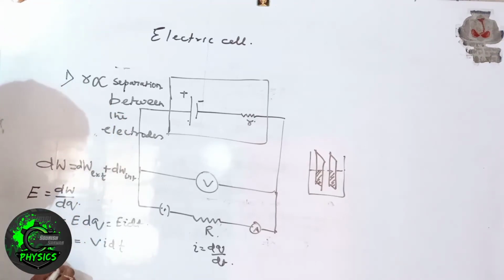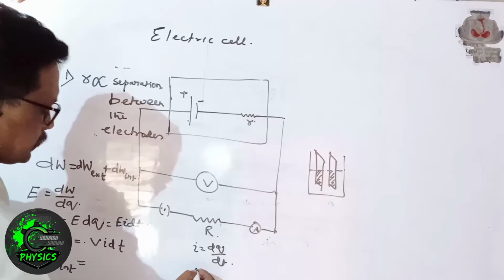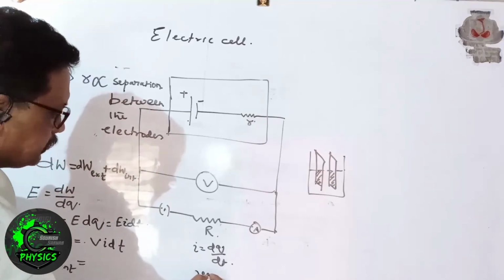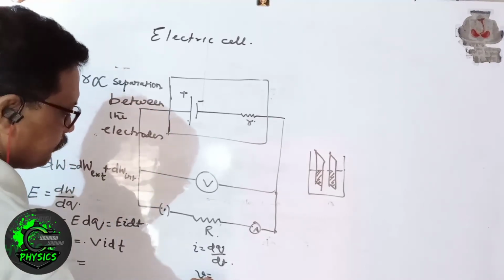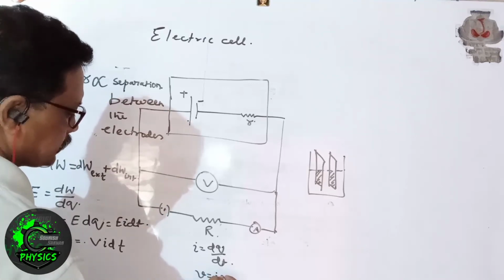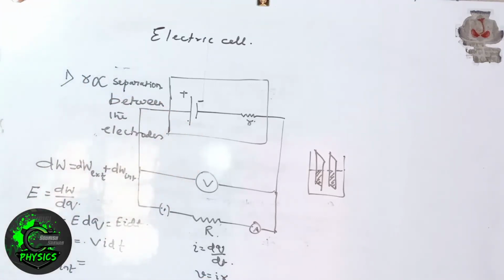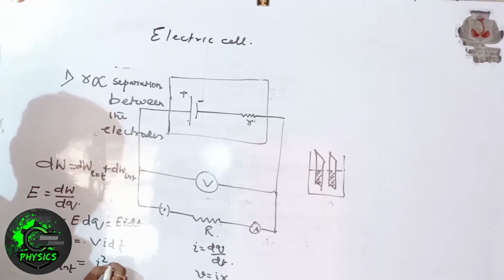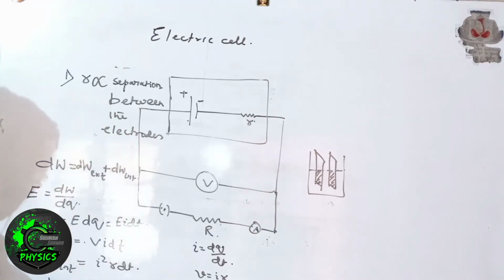And dW internal is for the internal resistance of the cell. It can be written as, if it is a potential drop, V equal to I into R. So with I into R, this will come as I square R into dt.